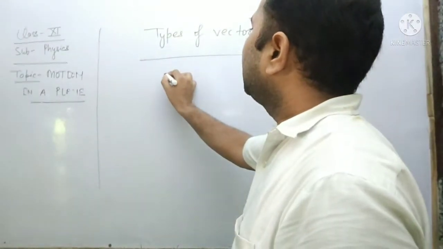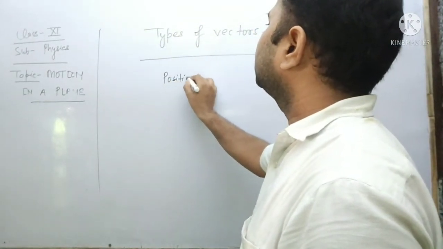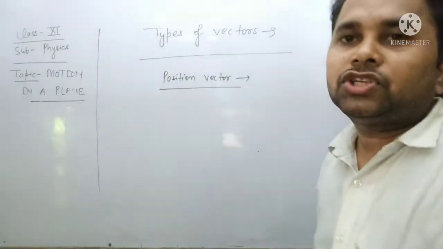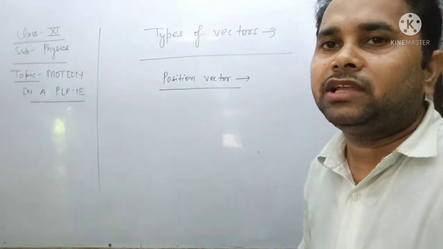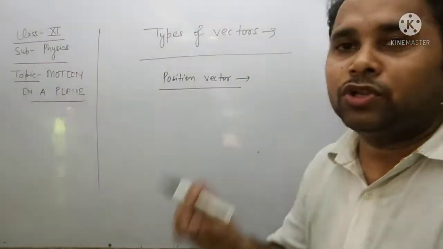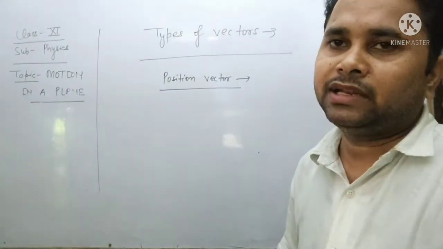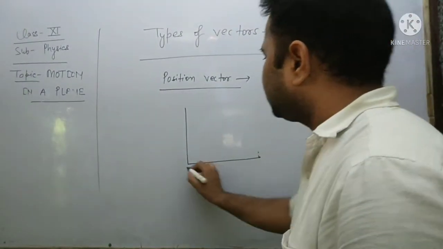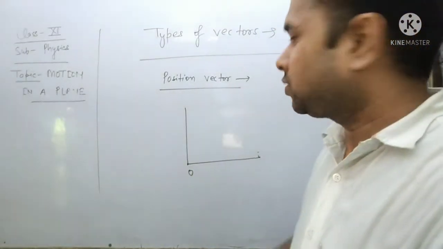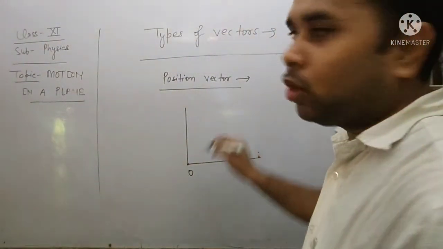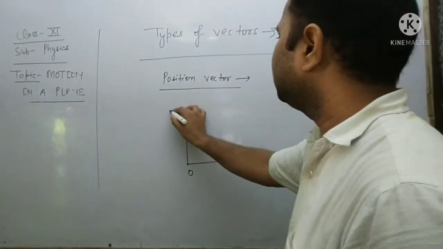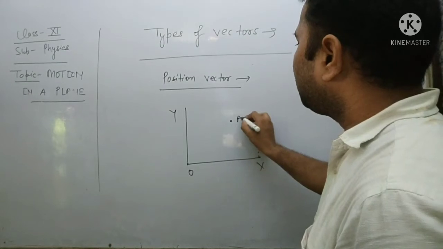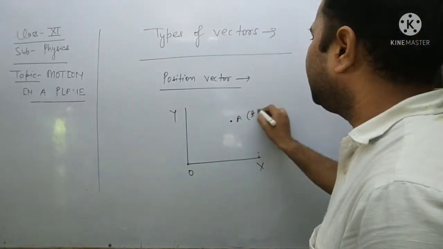Next, look, position vector. Position vector is the vector which represents the position of a body at an instant of time t. Suppose with respect to this origin O, a body is moving in the xy plane. Now this is the xy plane. The body is here at point A at an instant of time t.